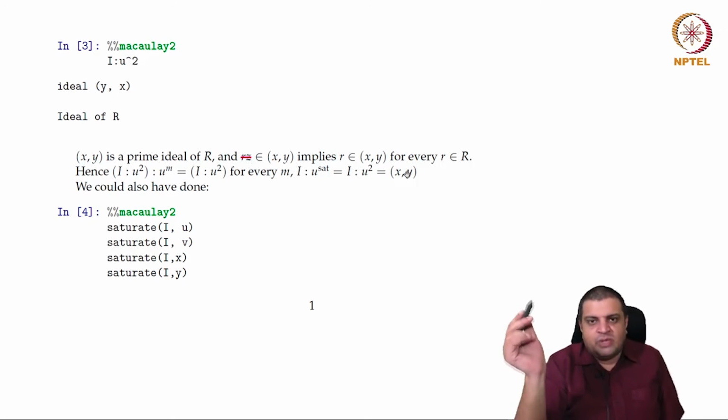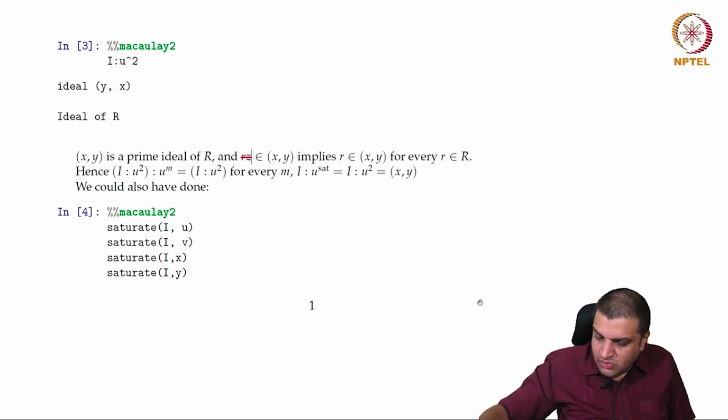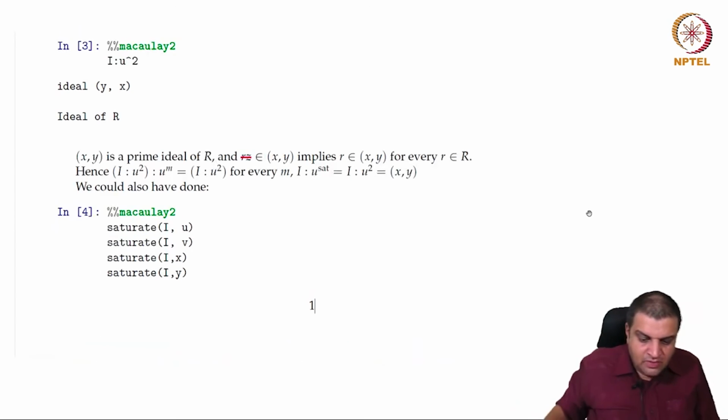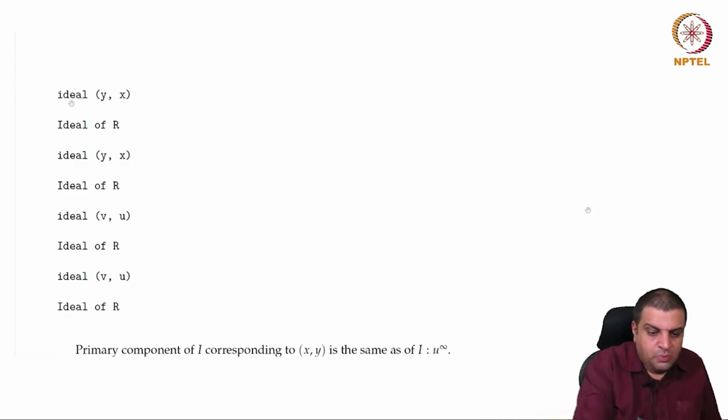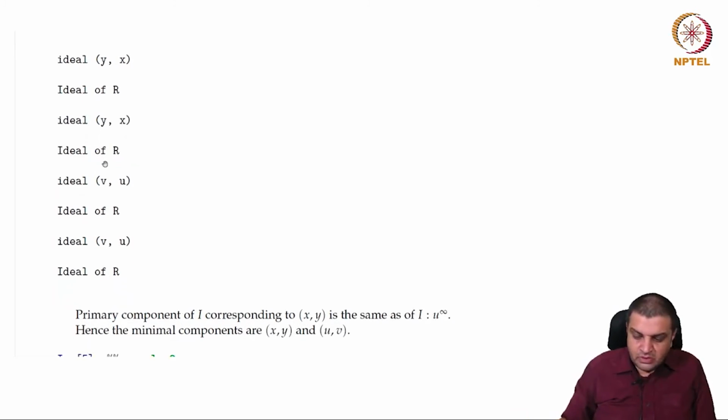In small examples we can do this, and this is what we did. We could also just give the Macaulay 2 command called saturate, and so this is what we did here. We just asked it to saturate with respect to all 4 variables, and here is the output. Saturation with respect to u, saturation with respect to v, saturation with respect to x, and then y, as expected.